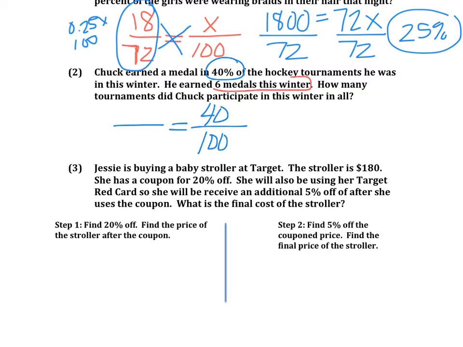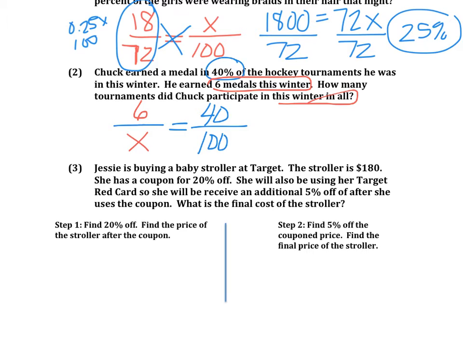The only tough part is deciding where does the 6 go. 6 is how many medals he earned. So do you think that goes with the 40% or the 100%? Well, let's read what it's talked about. He earned the 6 medals from the hockey tournaments that he participated in. How many tournaments did he participate in this winter in all? That helps us. We don't know how many he participated in all. But we know in 6 of them, he did very well.